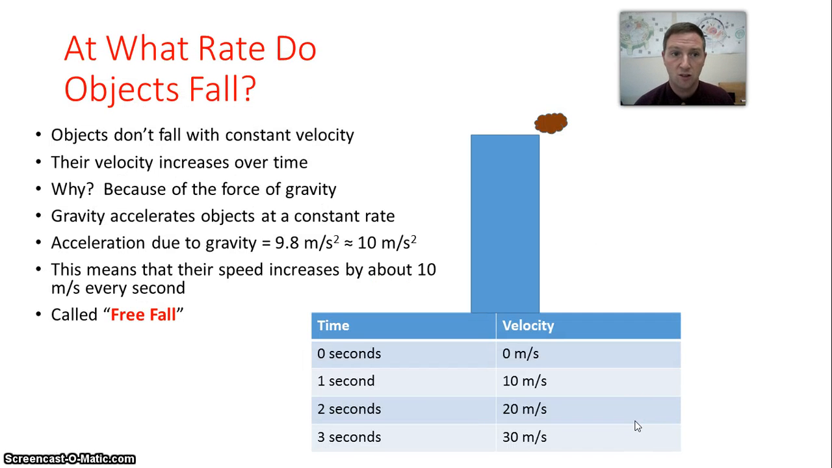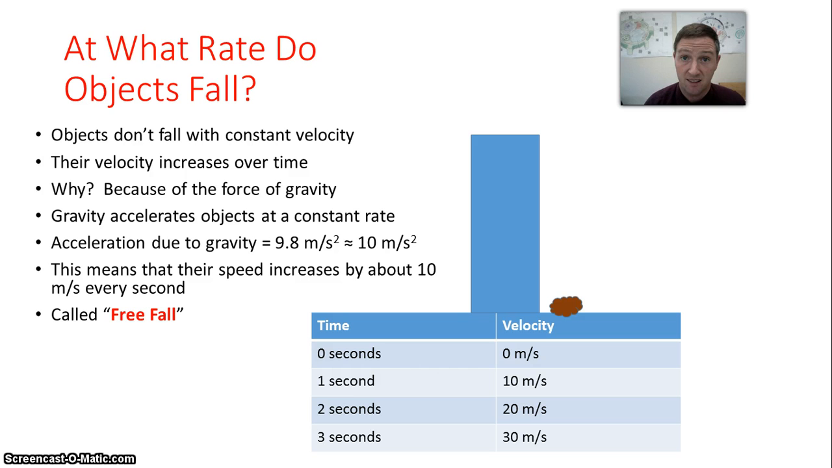Cool. So, free fall. Book talks about free fall. We're going to talk about free fall a little bit more. And what you need to know about free fall is that objects don't fall with constant velocity. When you actually measure this, you're going to see that their velocity increases over time. Boom! Falls off a ledge. Gravity pulls it down. Gravity is a force. It causes it to accelerate.